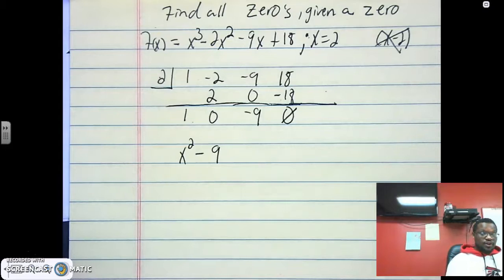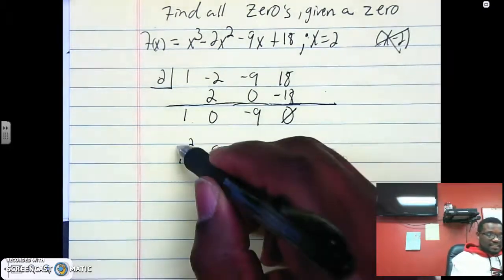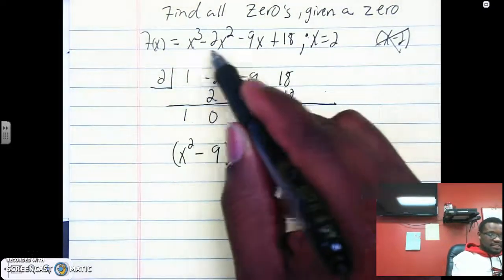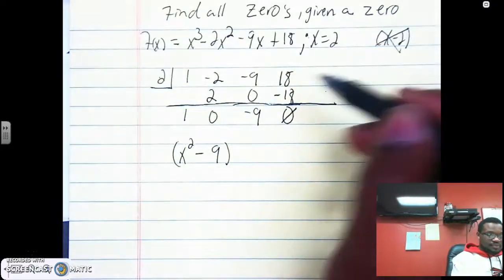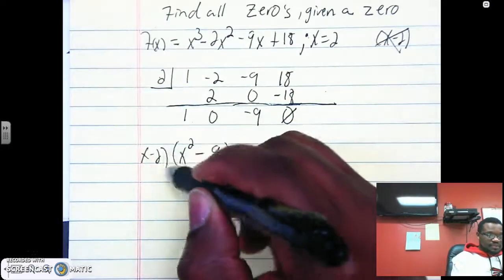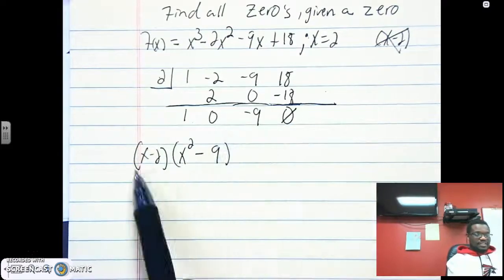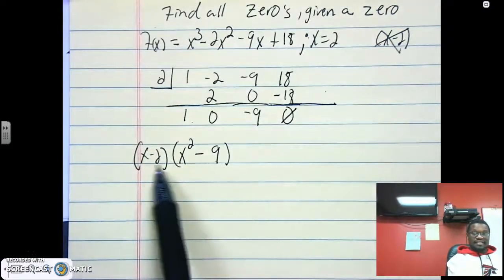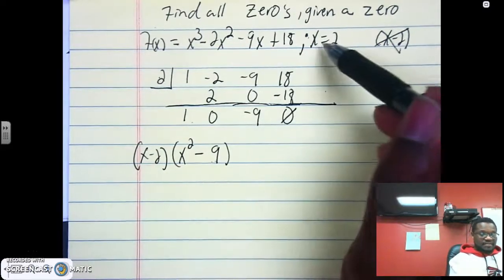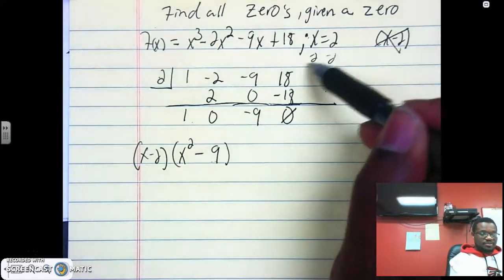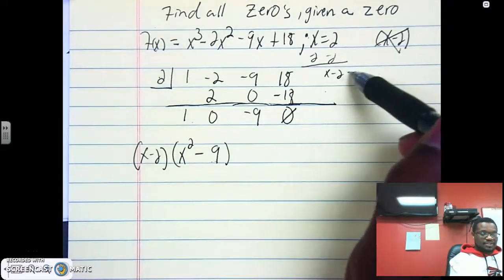So far, what we could say is this would factor into this. How do I know that? Because if they give me this, if I go ahead and subtract 2 and put it back over there, I will get x minus 2 equals 0.